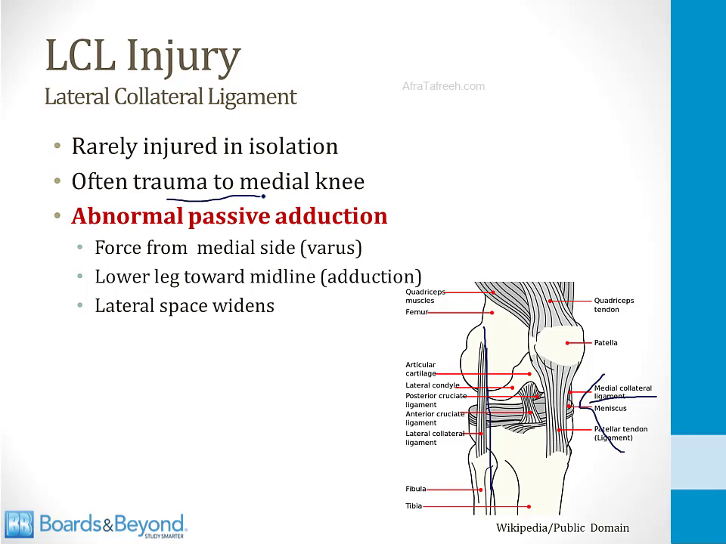The physical exam finding with an LCL injury is abnormal passive adduction. So this is the opposite of what we talked about for an MCL injury. To test passive adduction, what you do is apply a force to the medial side or the inside of the knee. That's a varus force, and the lower leg is pulled towards midline. That's adduction. And when you do this, you will stretch the lateral space of the knee, and it will widen more than usual if the LCL has been torn.